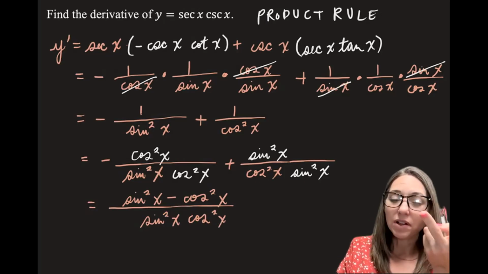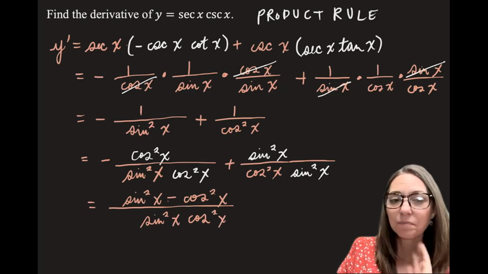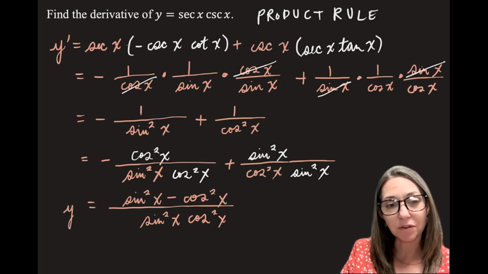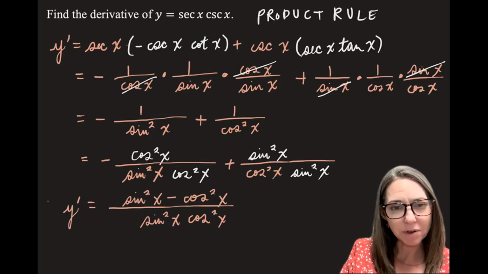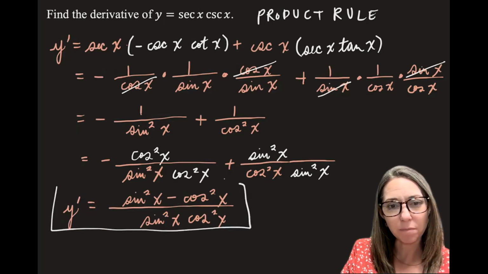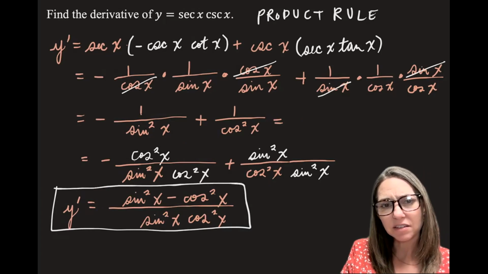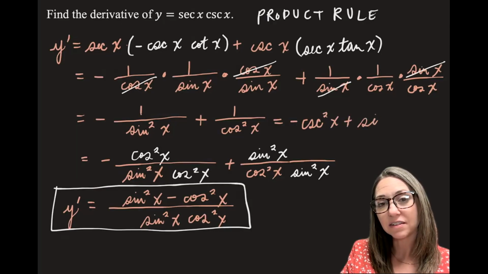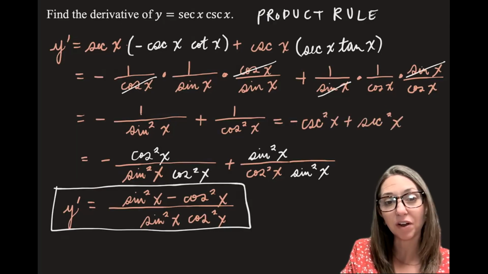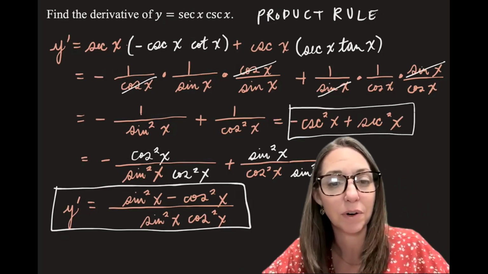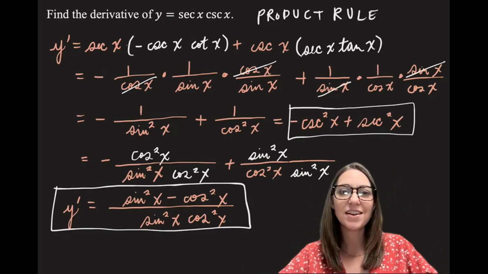You could use a double angle identity to simplify the numerator if you wanted to. There's definitely a lot of different forms of the correct answer for the derivative here. So I think I'm going to stop there, though. That's one form of the correct answer. Alternately, you could take this line up here, right? 1 over sine squared, that's cosecant squared. So negative cosecant squared x plus secant squared x. There's another form of the correct answer. And again, you could go into double angle identities if you really wanted to. But either way, there's the derivative of secant x times cosecant x.